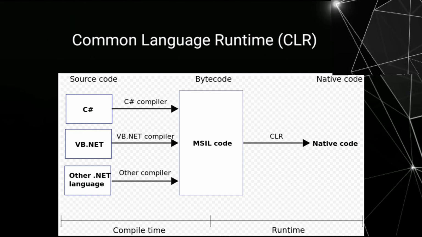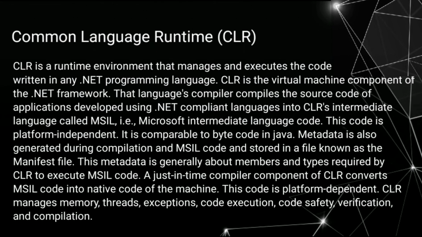In this, there is the use of JIT. What is JIT? It is the just-in-time compiler. With the help of the just-in-time compiler, the MSIL code is converted into native code. So the process from source code to bytecode conversion is called compile time, whereas from bytecode to native code is called runtime. Now I will explain in detail.